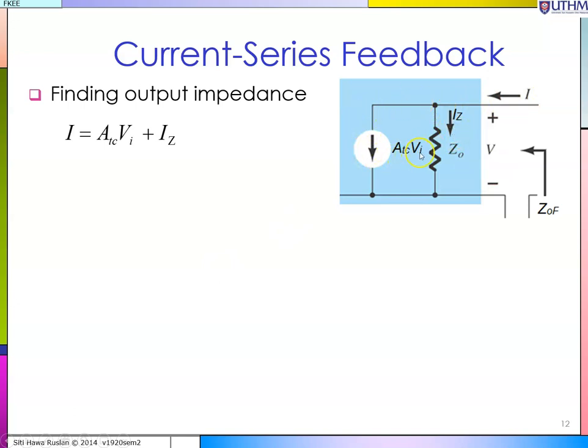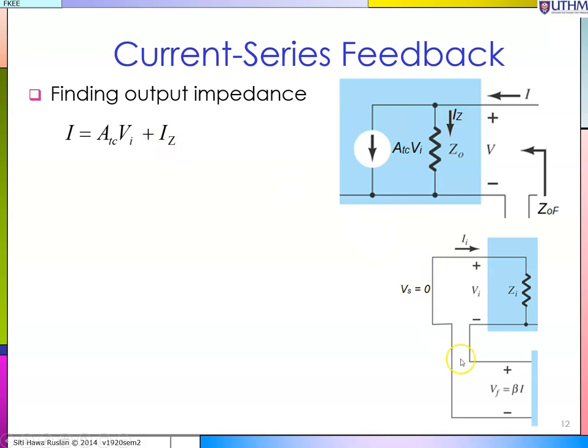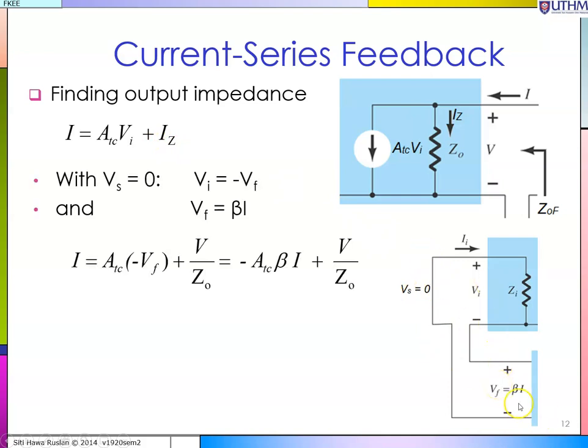The current over here is ATC VI. So I equals ATC VI plus Iz. And just now we have short circuit this thing. Vi is minus Vf. So Vf is beta I. I just substitute Vf with beta I. So substitute everything into this equation. So I get I equals ATC minus Vf. This is my Vi plus Iz.